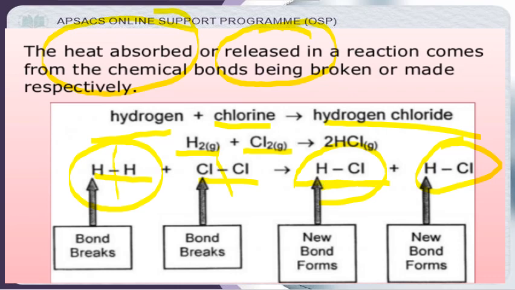So two types of processes are there in which energy is absorbed or released. When we say a bond is broken, energy will be absorbed. Bond formation will release an amount of energy, right? So bond breakage is an endothermic process, while bond formation is an exothermic process. I hope you understand. Endothermic means energy will be absorbed thermodynamically, right? And exothermic means energy will be given out.